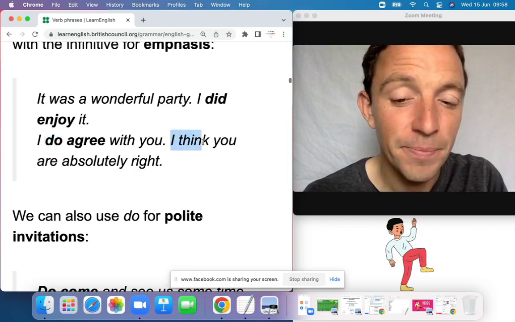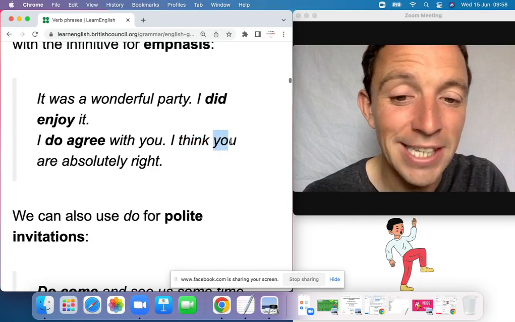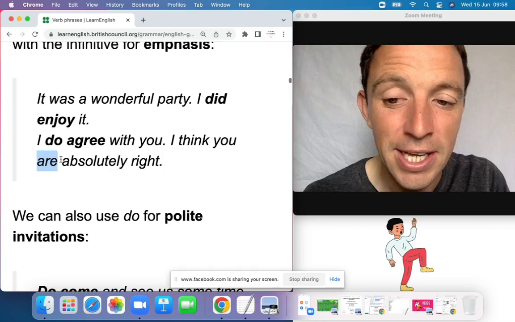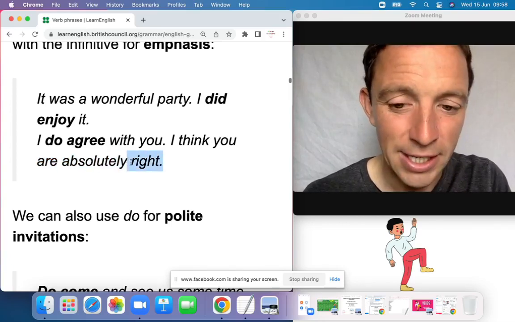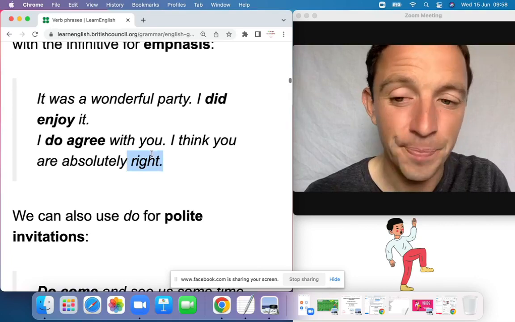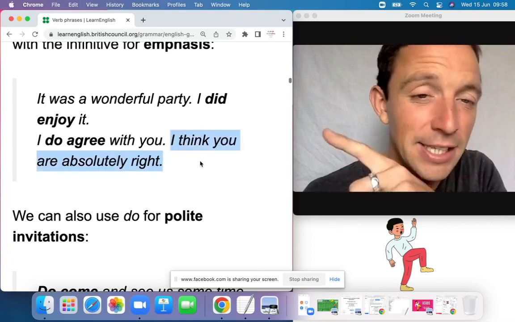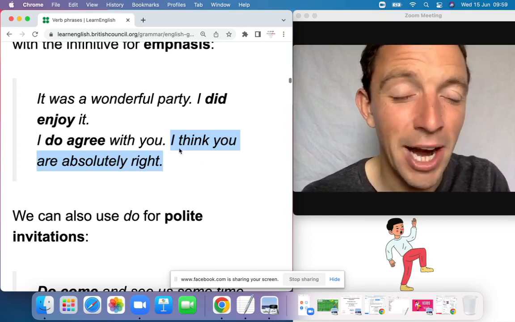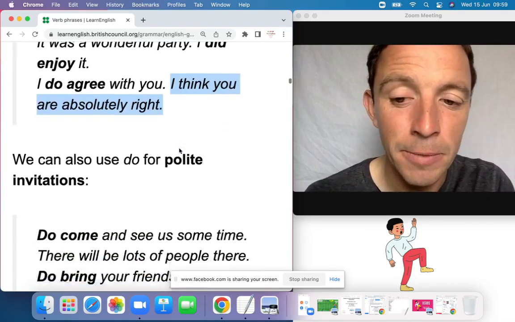I think, so subject, verb, think in the present simple. You is the subject of the new clause. Are is the verb to be. Absolutely is the adverb. And right is the adjective. You are absolutely right. So there is a second possibility for this sentence. For emphasis, I do agree with you. I do think you are absolutely right. So a little intensifying for the emphasis.